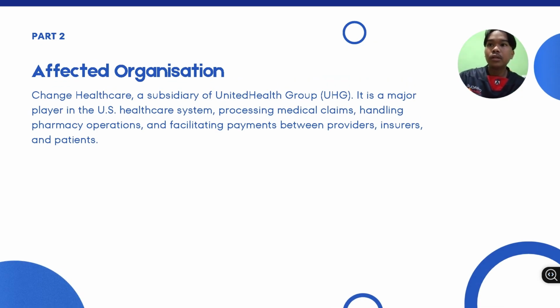The organization directly affected by this attack was Change Healthcare, which operates under United Health Group. Change Healthcare plays a critical role in the US healthcare ecosystem. It processes medical insurance claims, manages pharmacy operations, and facilitates payment between healthcare providers, insurers, and patients. Because of its central position in healthcare transactions, an attack on Change Healthcare had a cascading effect across the entire healthcare system rather than affecting just one organization.